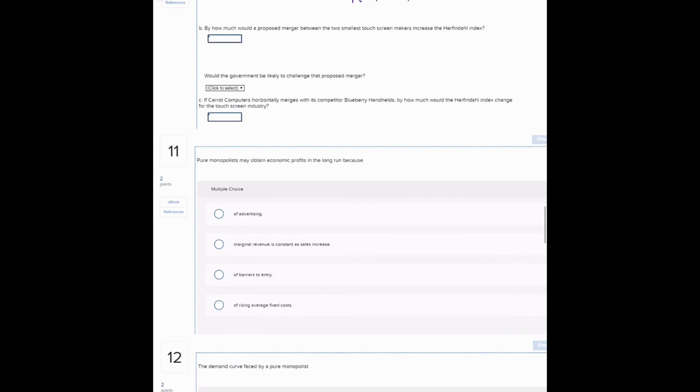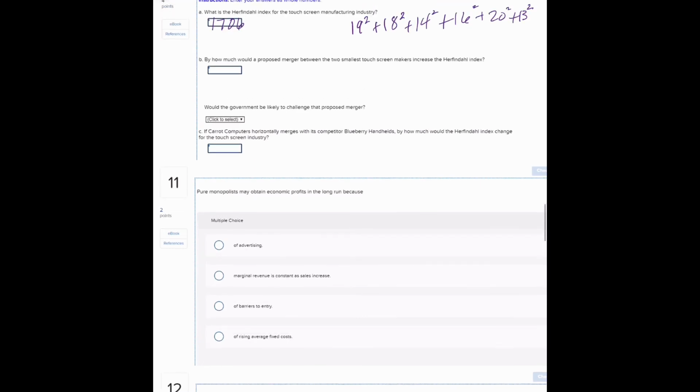B, by how much would a proposed merger between the two smallest touchscreen makers increase the Herfindahl Index? And here, the two smallest firms make up the 13 and the 14%. So we're going to put those together and calculate them as one firm. So we're going to take 19 squared plus 18 squared plus 27 squared, plus those two added together, plus 16 squared plus 20 squared.